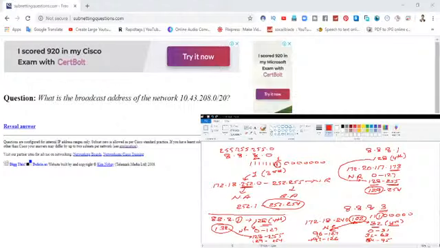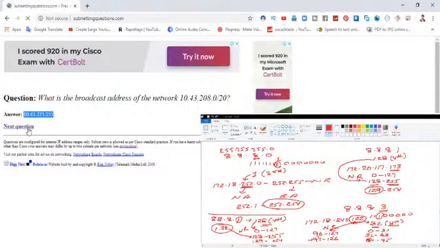The next question which we have is, what is the broadcast address of the network? The answer would be 10.43.223.255. 223.255 would be the answer. Again, fractions of seconds.